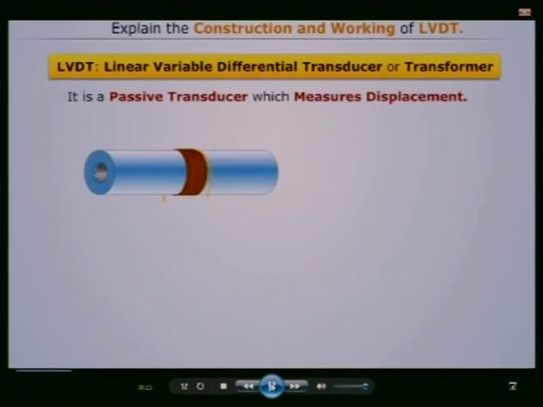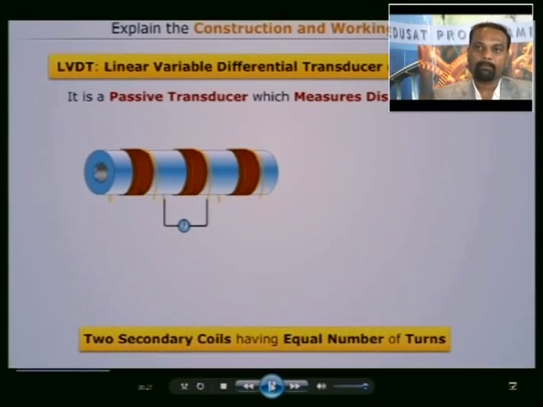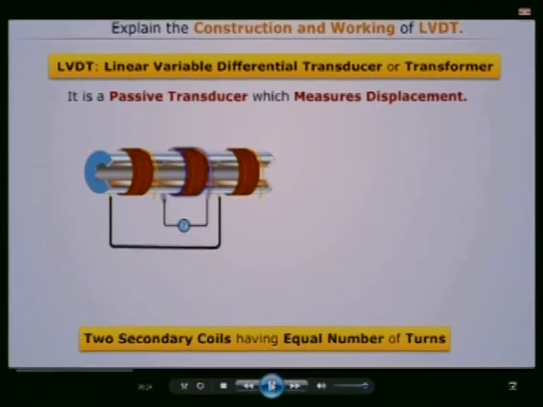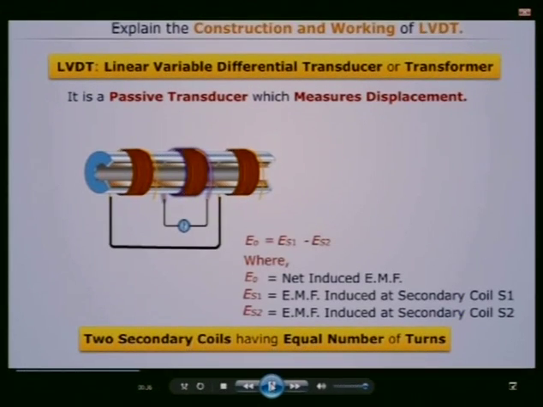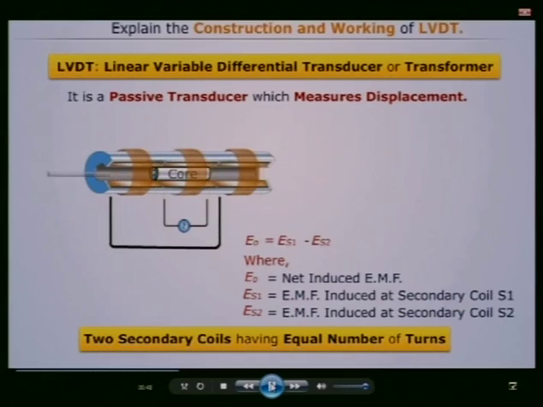It consists of a primary coil wound on a hollow cylindrical rod and is connected to the AC source. It also consists of two secondary coils having an equal number of turns, wound on a hollow cylinder at equal distance on either side of the primary coil. The two secondary coils are connected with each other in series opposition, so that the net induced EMF of the two secondary coils becomes zero. We see that a movable soft iron core is placed inside a hollow cylinder.